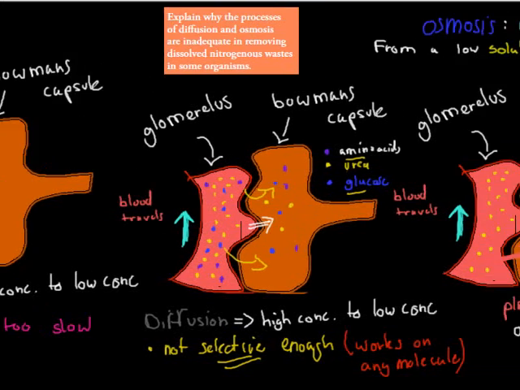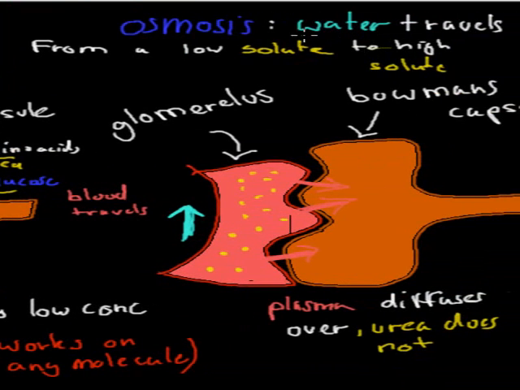And also, why is osmosis not enough? So osmosis deals with water, so water travels from low solute to high solute. And why is it not enough to remove nitrogenous waste? Well, you can imagine these yellow dots, they won't go over for osmosis because osmosis only deals with water. So osmosis by itself is definitely not enough to remove urea. So these are the reasons why diffusion and osmosis are not enough.